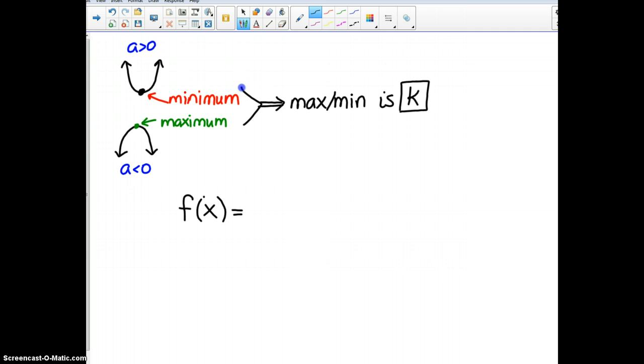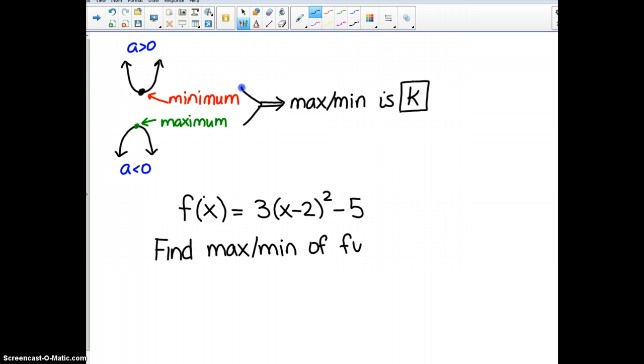So if we have the function f of x equals 3 times (x minus 2) squared minus 5, and it asks us to find the maximum or minimum value of the function, the first thing we have to do is find the vertex. If it's not in the form where we can pull the vertex from the formula, here the vertex is at (2, negative 5), then we have to go through the minus b over 2a and find f of that value to figure out where the vertex is.